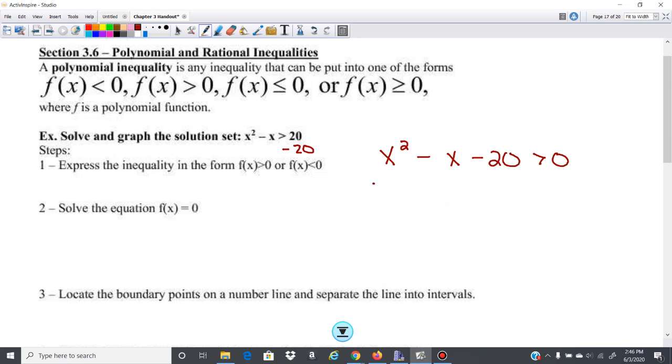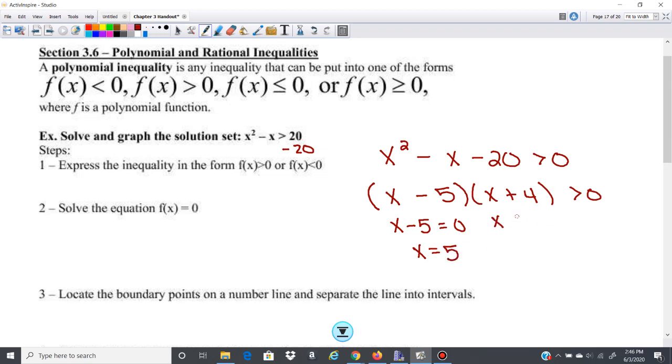And here I can say this is going to be (x minus 5)(x plus 4), because my factors of 20 that add to -1 are -5 times +4, which gives me -20, and -5 plus 4 gives me -1. Then I'm going to solve it. x minus 5 equals 0 gives me x equals +5. x plus 4 equals 0 gives me x equals -4.